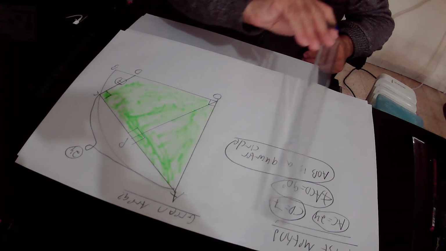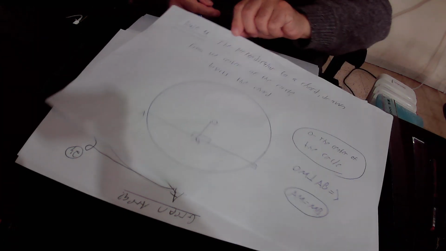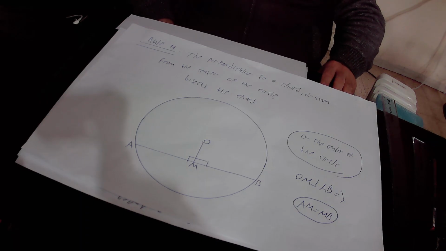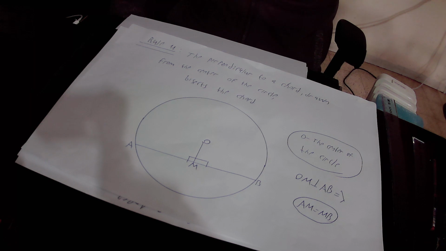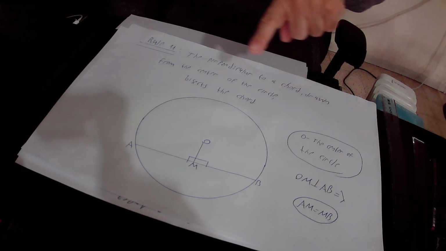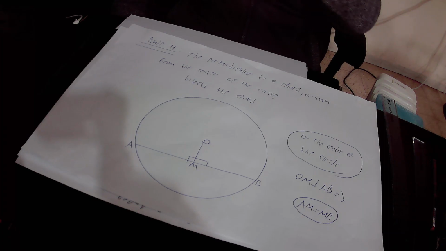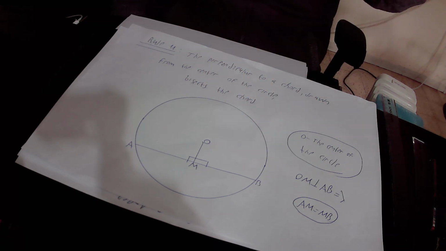So here we have rule number 11. According to rule number 11, the perpendicular to a chord drawn from the center of the circle bisects the chord. Point O is the center of the circle. From point O, we draw perpendicular OM on chord AB. That is to say, this angle equals 90 degrees and this angle also equals 90 degrees according to our construction. According to rule number 11, the perpendicular OM also bisects chord AB. That is to say, AM equals MB.